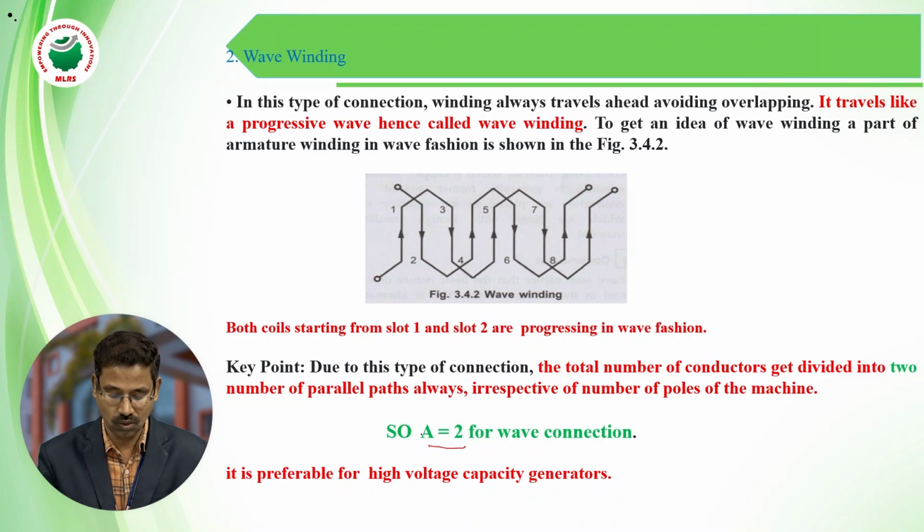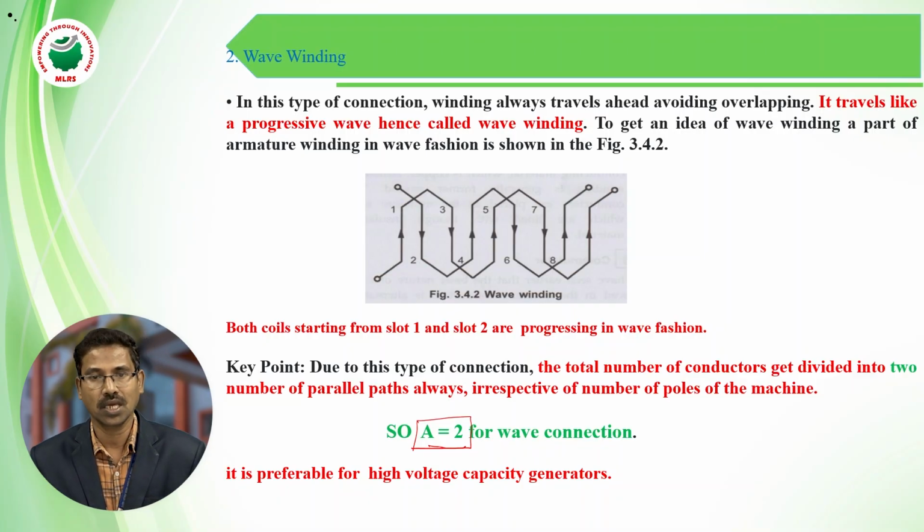So A is equal to 2 in the case of wave winding, right? Where is wave winding applicable? Wave winding is applicable where high voltage is needed. Because of this reason, wave winding is preferable for high voltage capacity generators.